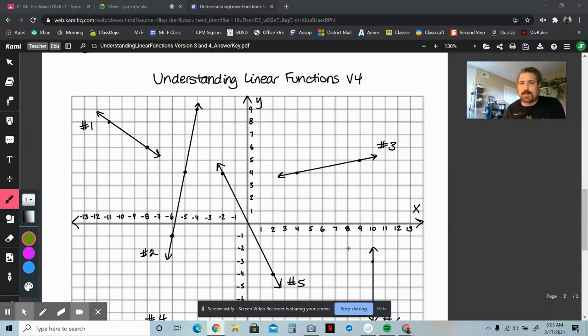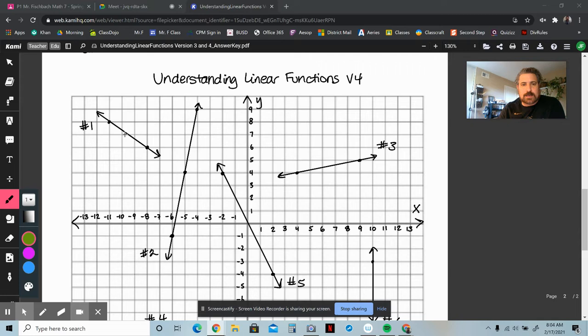This one's on Understanding Linear Functions version 4. Basically, I'm just going to go through the process of how to write a y equals mx plus b equation for lines given to you on a graph. So if you're given a line that's on a graph, how can you find the y equals mx plus b for that line? So we look at the first line here, line number 1.